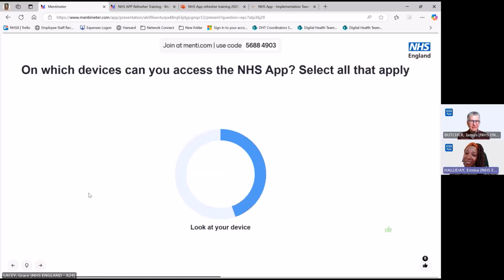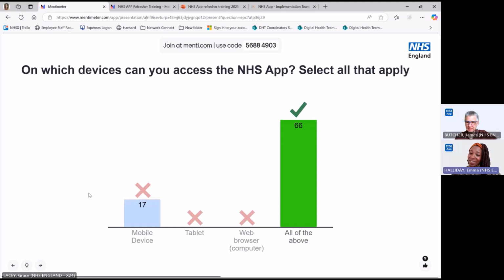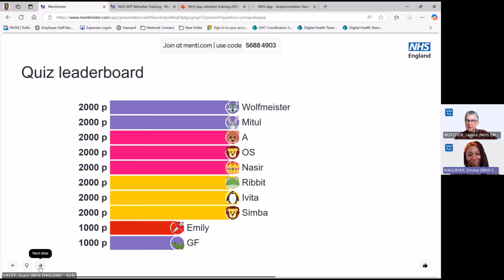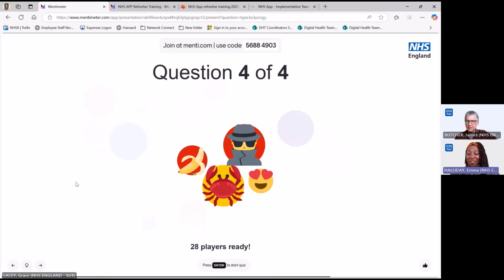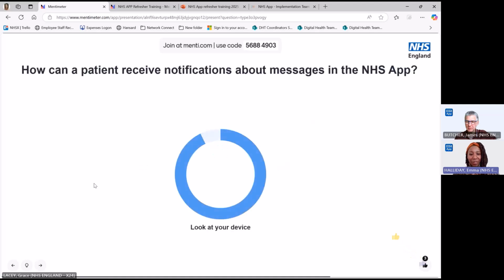So on which devices can you access the NHS app? Mobile device, tablet, web browser, or all of the above? And the correct answer is all of the above. And we will be sharing which ones you are able to use in this presentation. So you're all doing well. And then there is one final question before we gauge how you're feeling about the app.